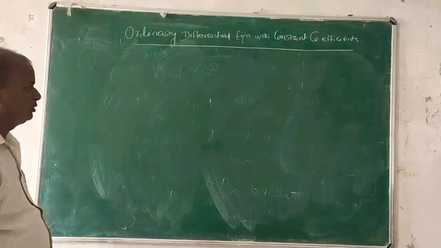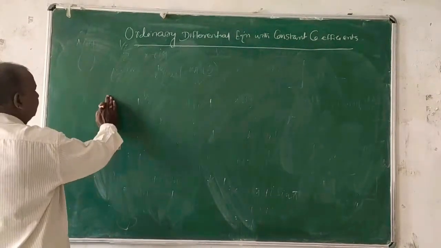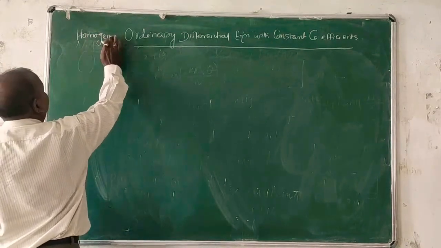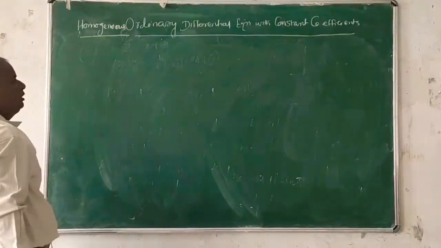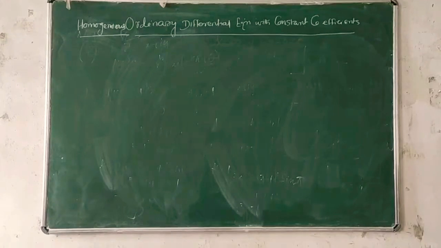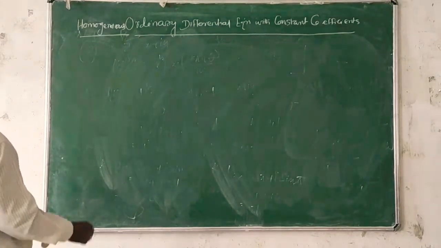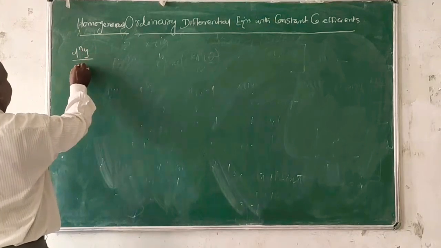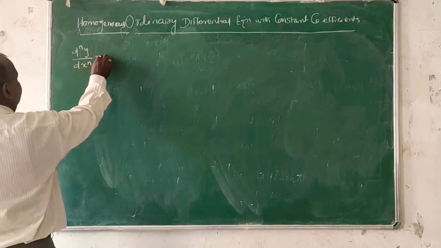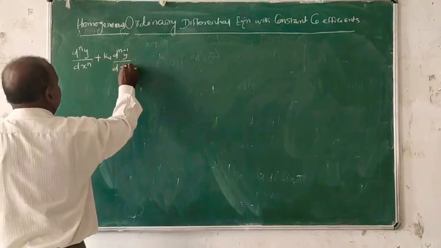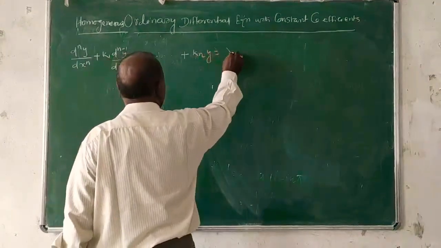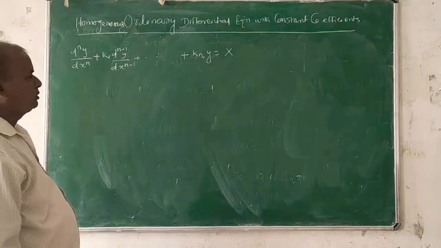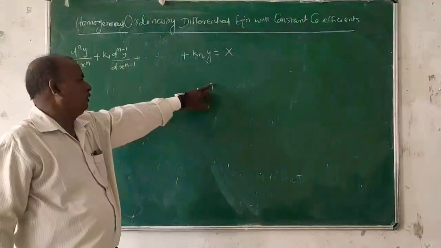Constant coefficients. So this is better, you write this is a homogeneous ordinary differential equation with constant coefficients. So let us take this: d^n y/dx^n + k1 d^(n-1) y/dx^(n-1) + ... + kn y = X. Here capital X is a function of x.